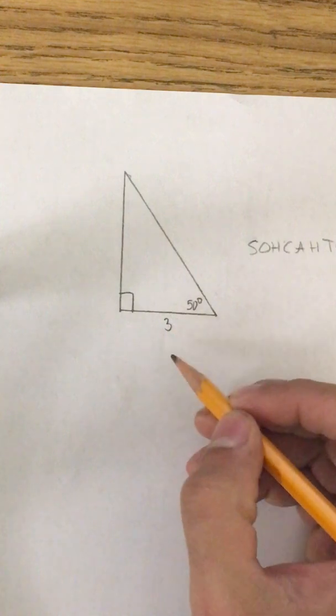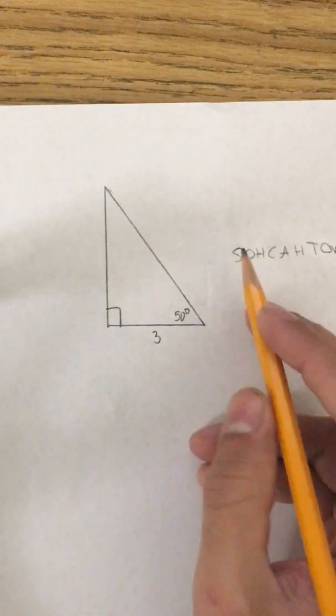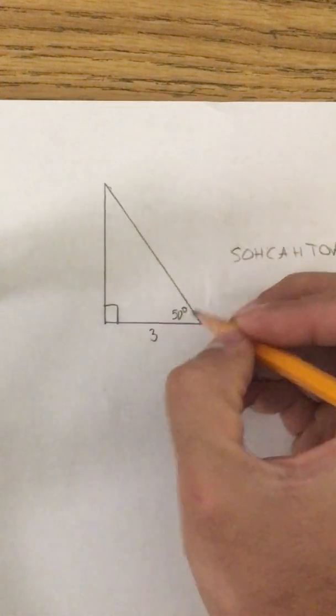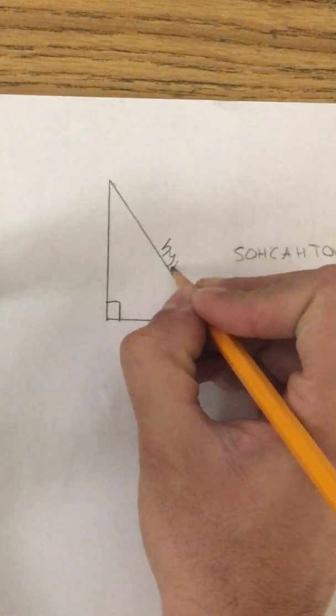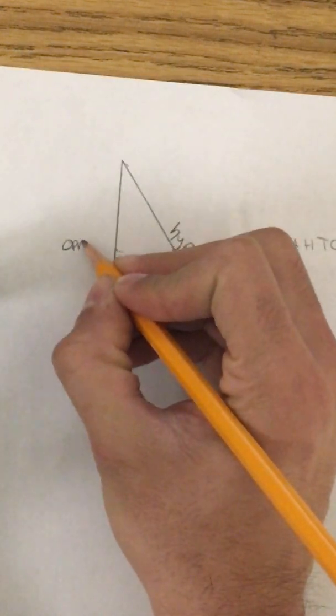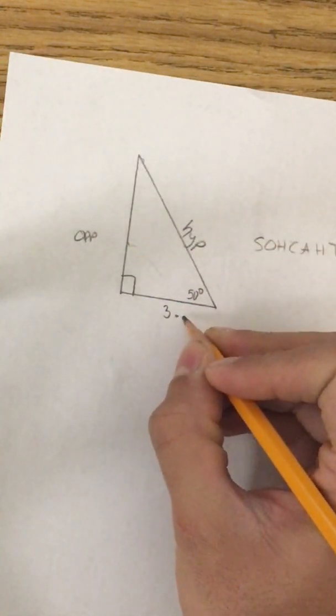Now I'm going to label the other sides based on SOHCAHTOA. So I got to label opposite, hypotenuse, adjacent. Longest side is always hypotenuse. Side across from the 50 is always the opposite. And side next to it, or the leftover side, is adjacent.